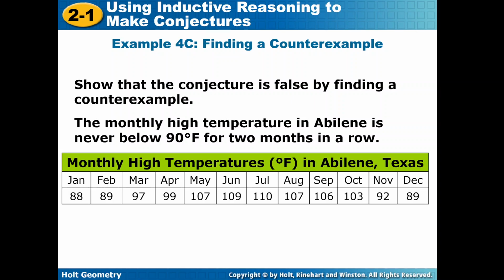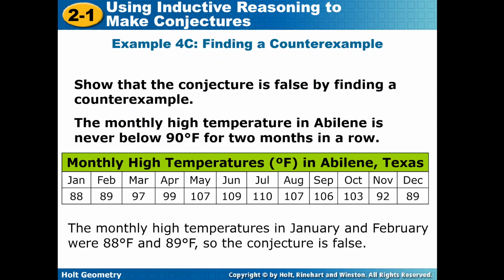The monthly high temperature in Abilene is never below 90 degrees Fahrenheit for 2 months in a row. As you can see, from January all the way to December, it cannot be below 90 degrees for 2 months in a row. So this one is already considered false. From January to February, you see that the temperature is below 90 degrees, so that would be 2 consecutive months.